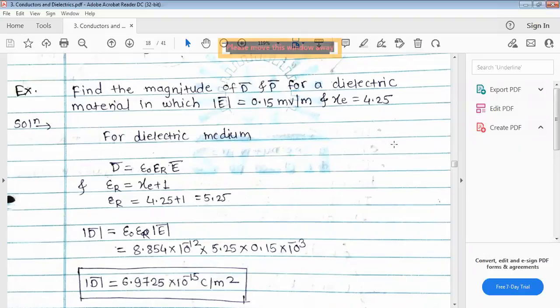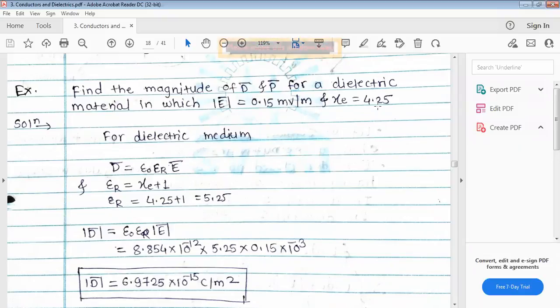Find the magnitude of D bar and P bar for a dielectric material in which mod of E bar is equal to 0.15 millivolt per meter and Xc is equal to 4.25. So we have to find D bar and P bar.